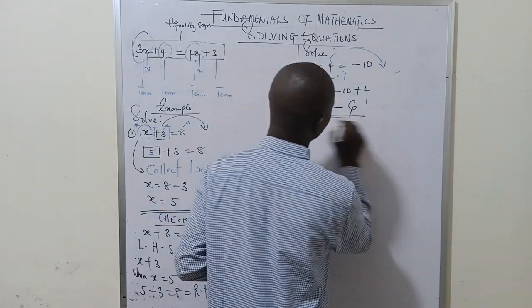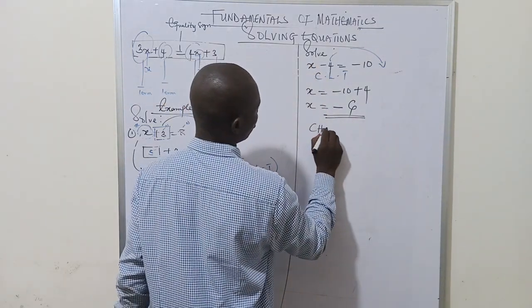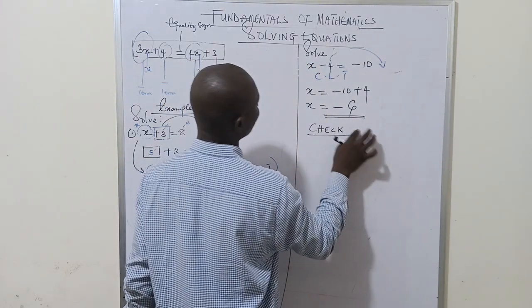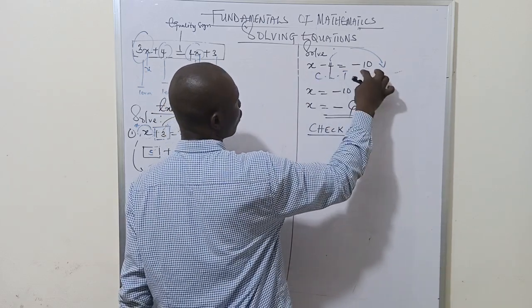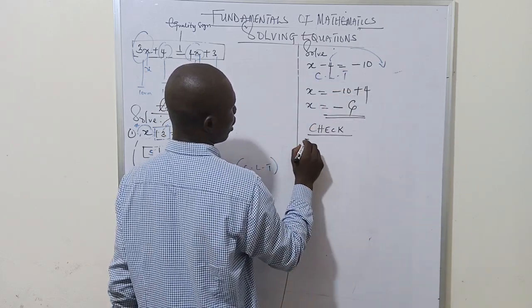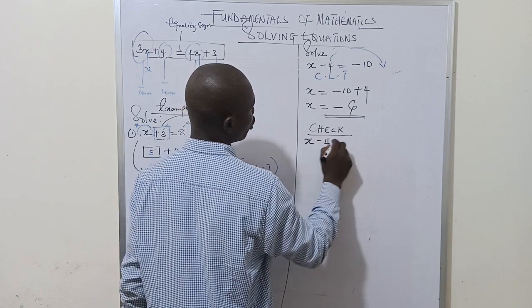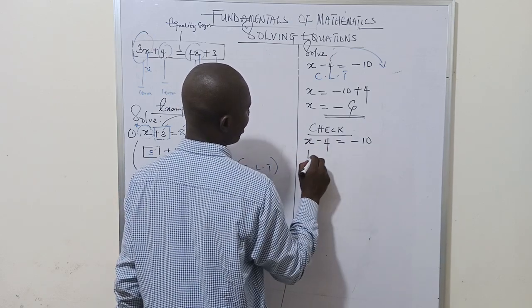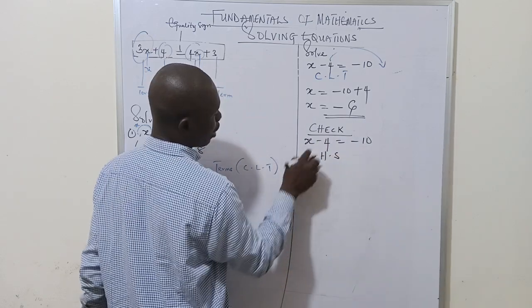Here is the answer. Now let's check for this also. I told you when we are checking, the value we get for the left hand side must be equal to the value at the right hand side. Now we're having the equation to be x minus 4 equals minus 10. From the left hand side, we're having our x minus 4.